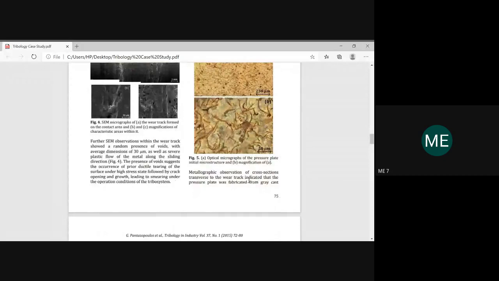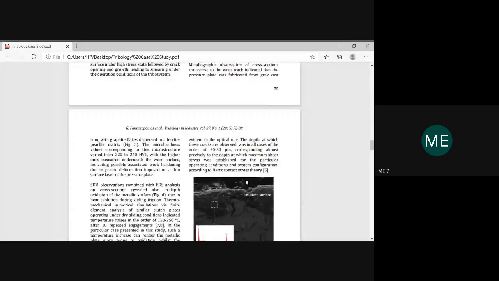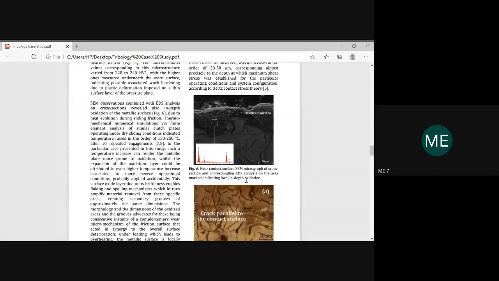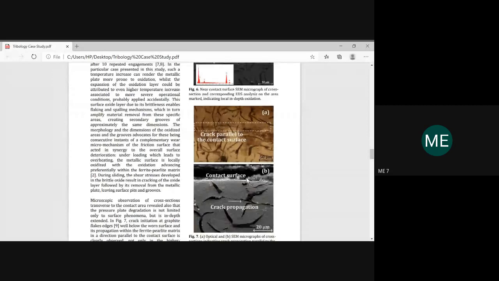Please go through the entire paper in depth, and some questions will be asked related to the case study. It is not like the entire paper will be covered with a single question. To answer questions related to the case study with the concept of wear and friction, you should know the whole and soul of this paper.